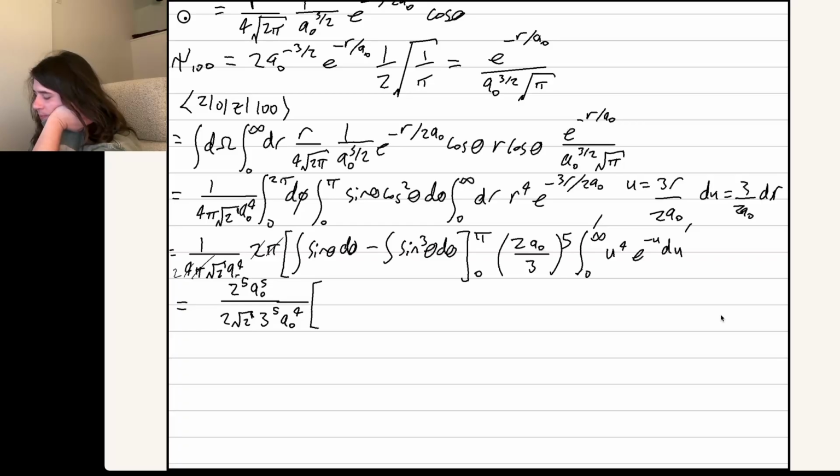Then the theta integral, that's minus cosine theta, that's a third cosine theta times sine squared theta plus 2, which we have to evaluate at the bounds. And then the u integral just turns into the gamma function of 5.